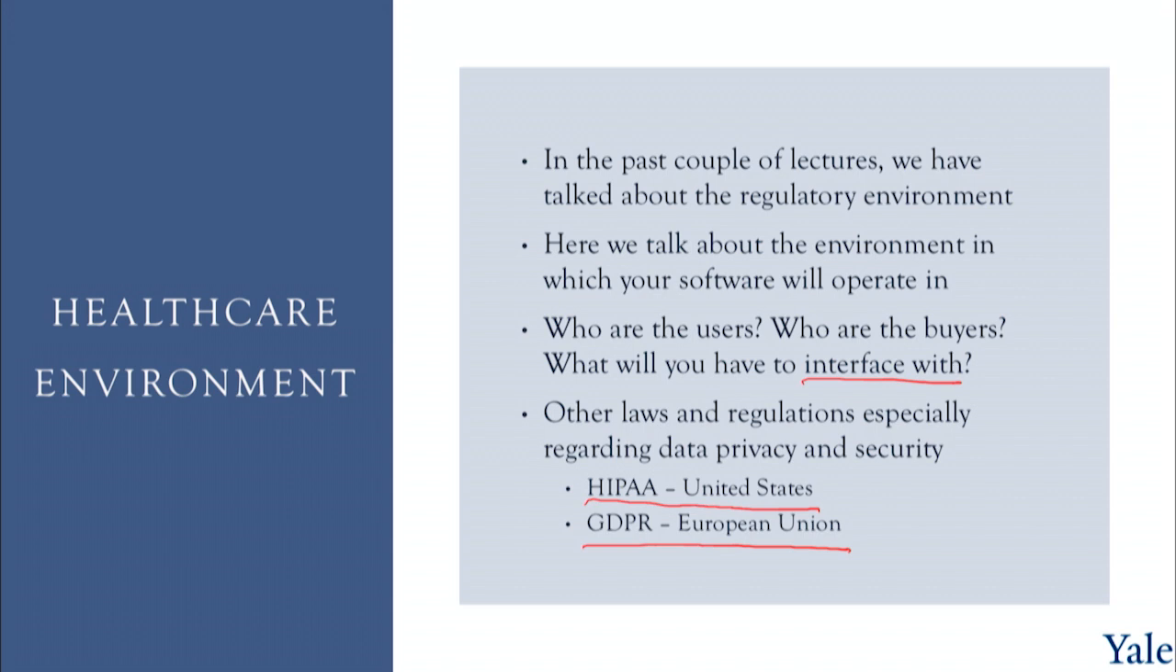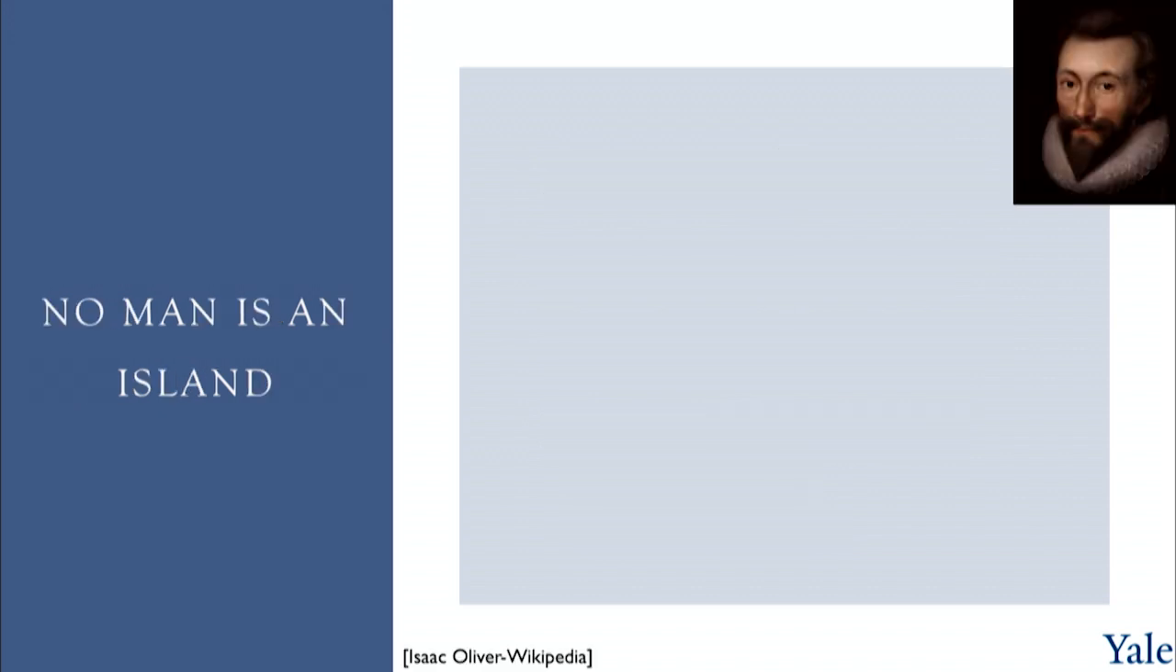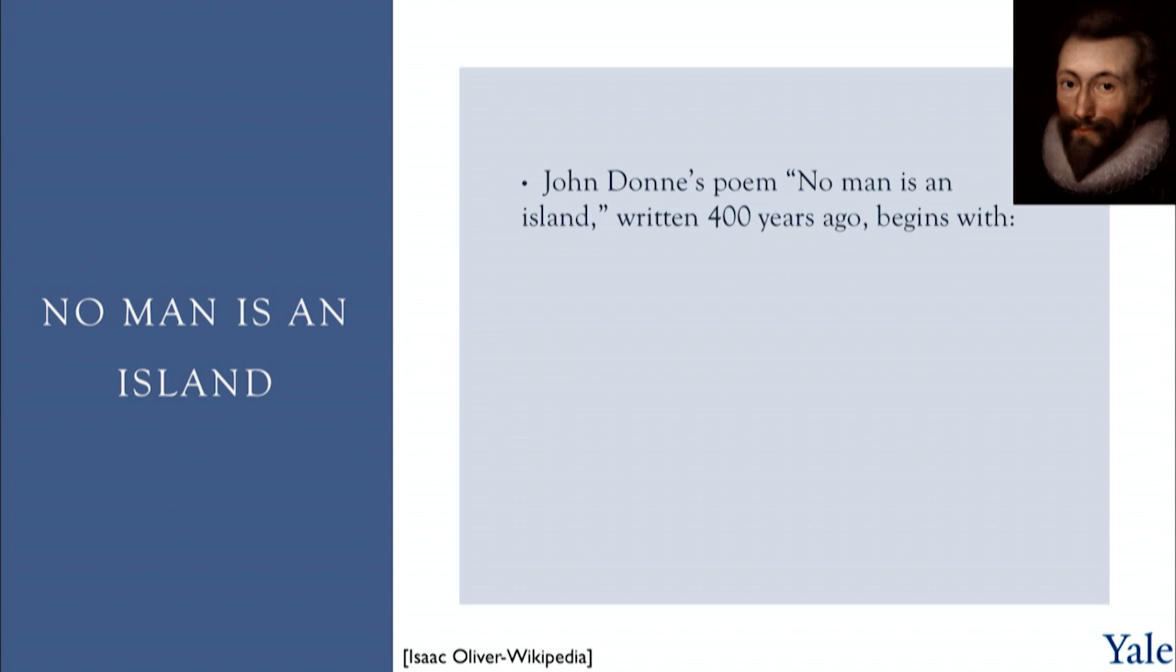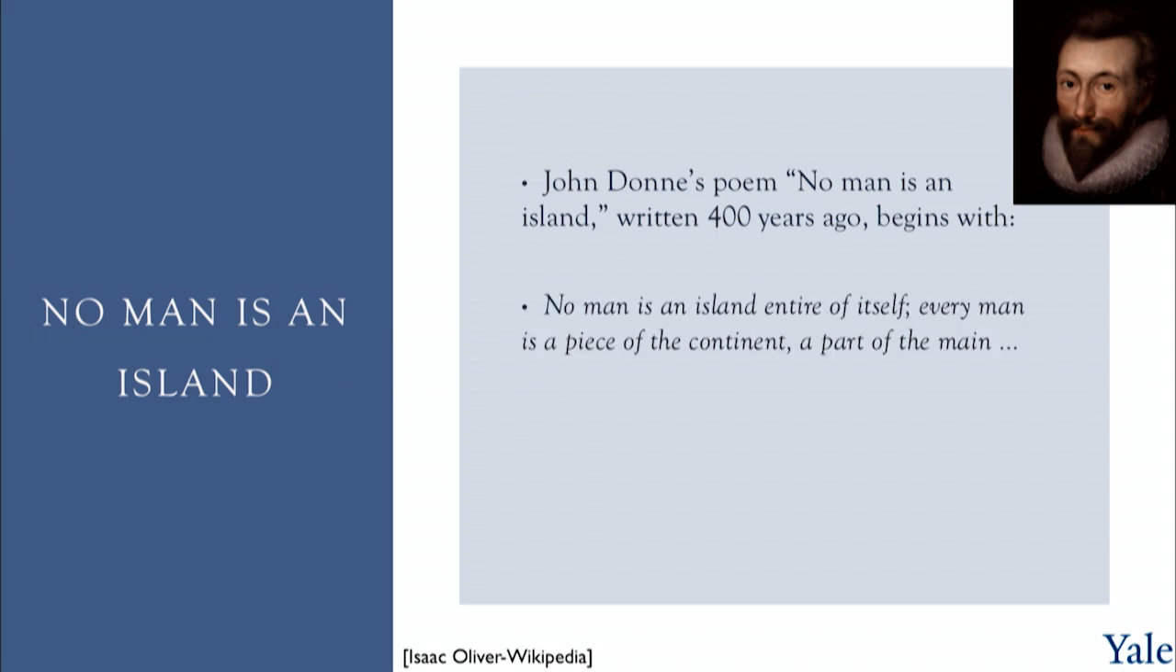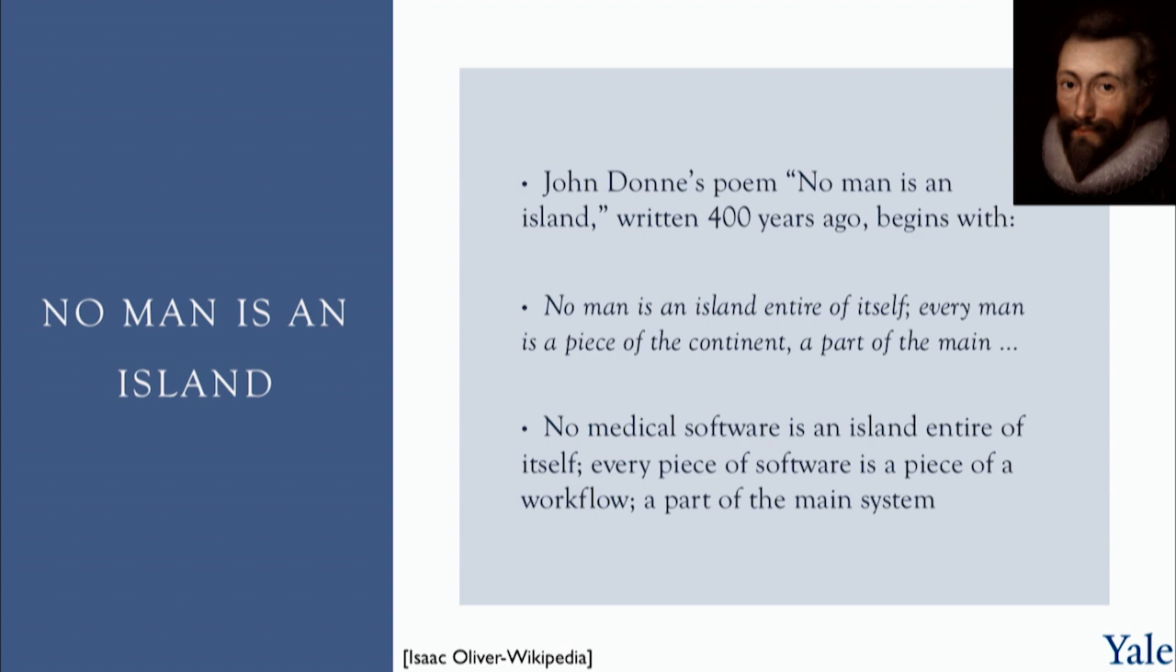but one example. The example I like to always use for my students as they think about this is the concept that no man is an island. This comes from a poem from John Donne from about 400 years ago. And the poem begins with the words, "No man is an island entire of itself. Every man is a piece of the continent, a part of the main." So when you think about medical software, take this poem and transpose it a little bit and make it sound like no medical software is an island entire of itself. Every piece of software is a piece of a workflow, a part of the main system. So tongue-in-cheek, that gives you the picture of what we're talking about.